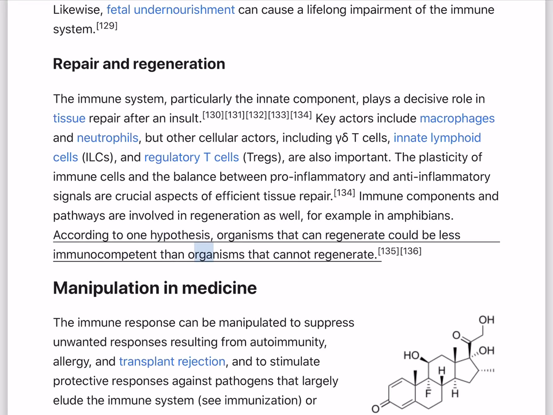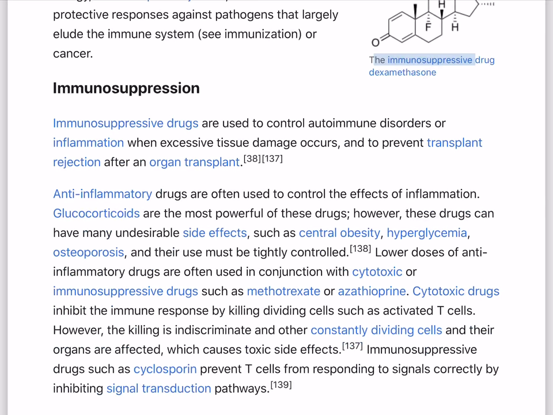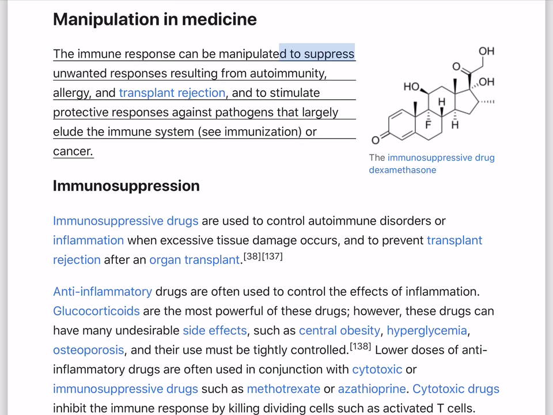Manipulation in medicine. The immune response can be manipulated to suppress unwanted responses resulting from autoimmunity, allergy, and transplant rejection, and to stimulate protective responses against pathogens that largely elude the immune system, see immunization, or cancer.